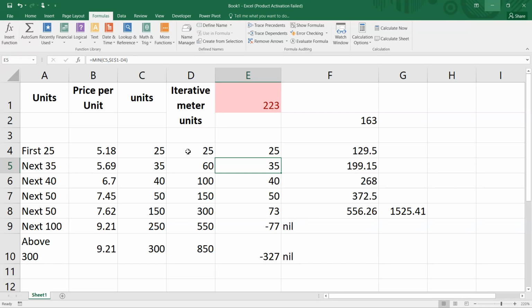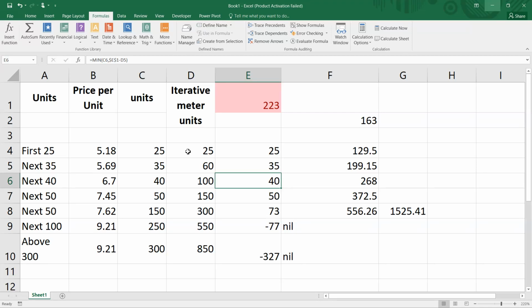So the next slab is 25 plus 35. These two are added up and then subtracted from 223. If it is less than 35, then he is in the second slab, but if it is not the scenario, then he will be moving on to the next slab. Now 25 plus 35 plus 40, these are the three slabs which he has paid for. If it is subtracted from 223 and if it is less than 40, then it is in the third slab. So that's how I have calculated this particular Excel sheet formula on how to find out the electricity bill.